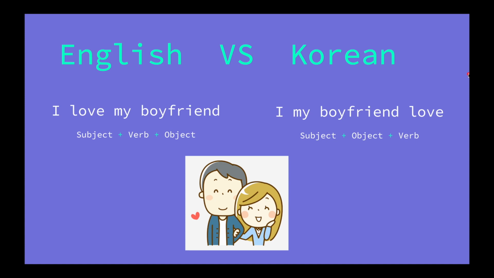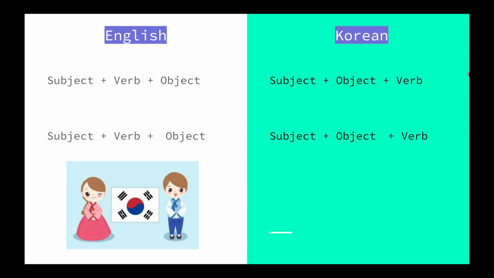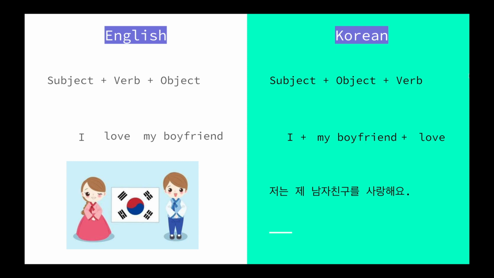In English, we have a subject-verb-object order, which means we say the subject, and then the verb, and then the object. I love my boyfriend. In Korean, we have a subject-object-verb order, which means we say the subject, then the object, then the verb. I, my boyfriend, love. 저는 제 남자친구를 사랑해요.